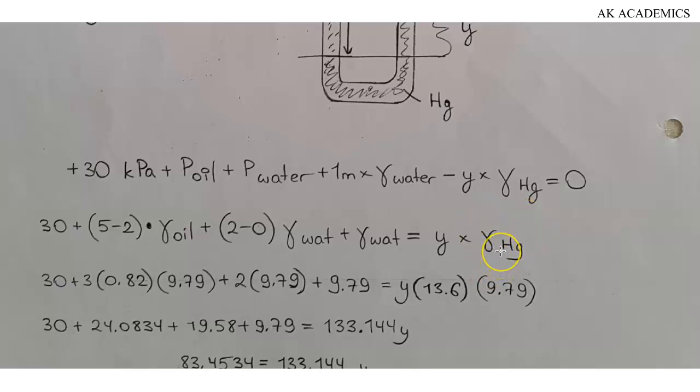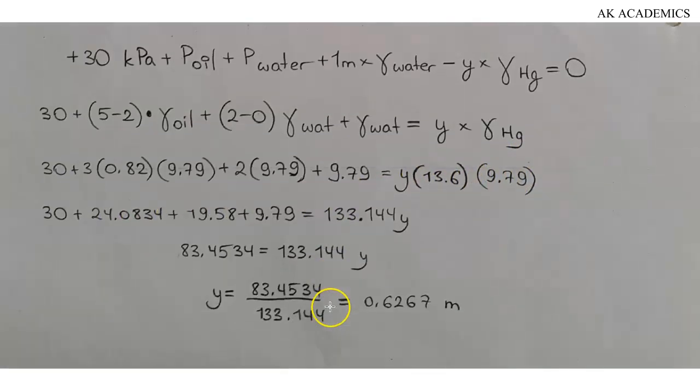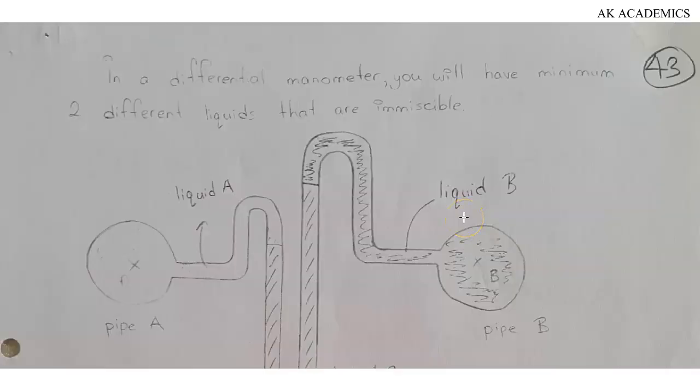Now, specific weight of mercury can also be written as specific gravity of mercury multiplied by specific weight of water. We do know specific gravity of mercury to be 13.6. Specific weight of water is 9.79. You put all of those here and then you multiply out. When you do that, you will find that y is equal to 0.6267 meters. In a different manometer, you will have a minimum of 2 different liquids that are immiscible.